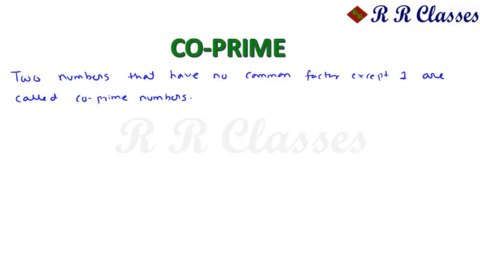Now let us know what are coprime numbers. Two numbers that have no common factor except one are called coprime numbers. So let us understand this with an example. Let us consider 9 and 10. So what is the prime factorization of 9? 3 3s are 9, 3 1s are 3. And what is the prime factorization of 10? 2 5s are 10, 5 1s are 5.